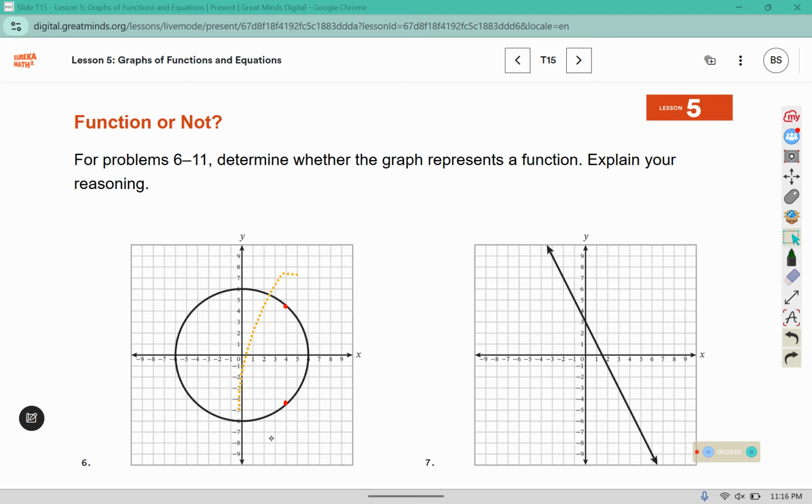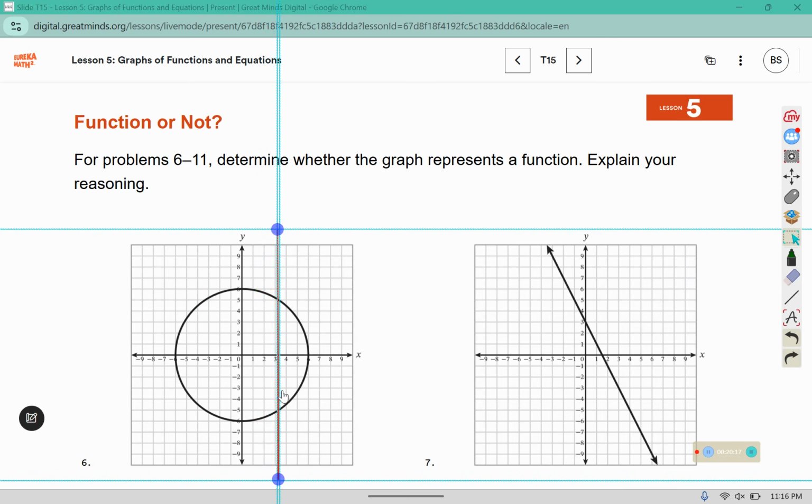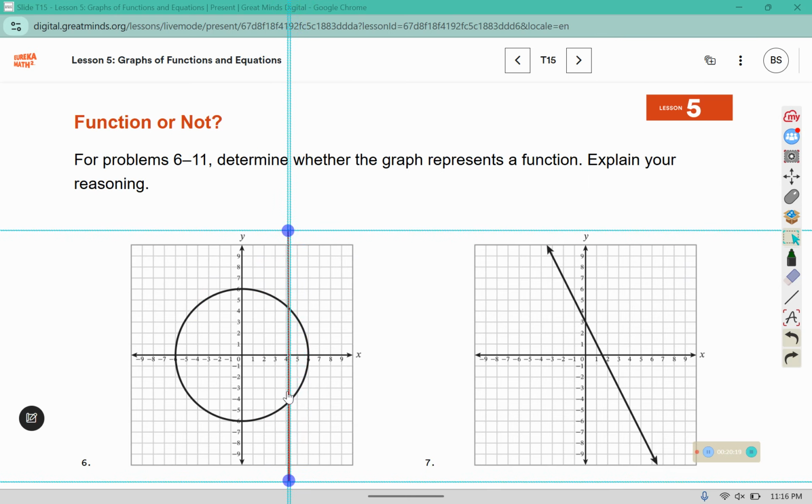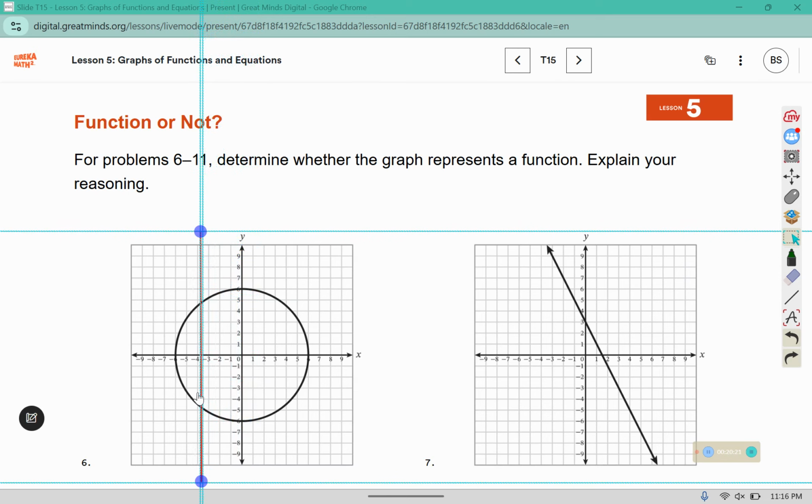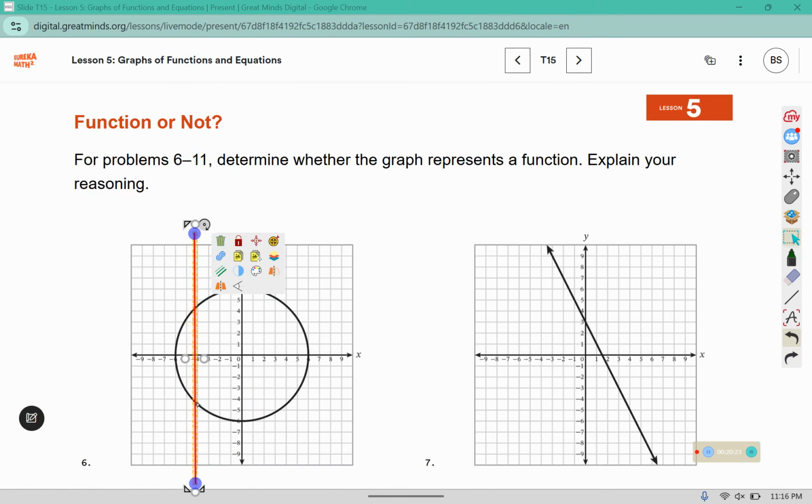Another way that we talk about functions is using what's called a vertical line test. So we draw a vertical line, and if the graph passes through more than one point on that vertical line at any given time, it is not a function. So since this vertical line is touching here and here, this one fails what we call the test.